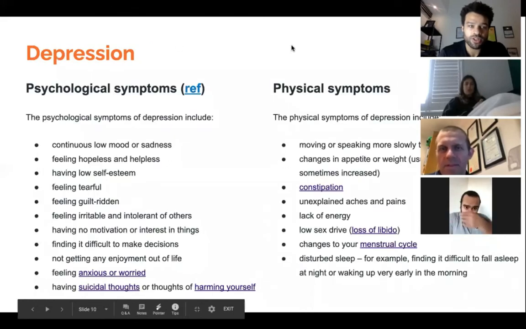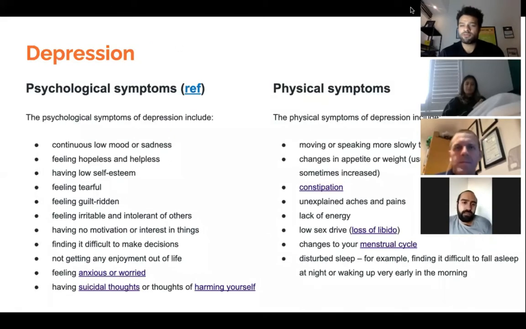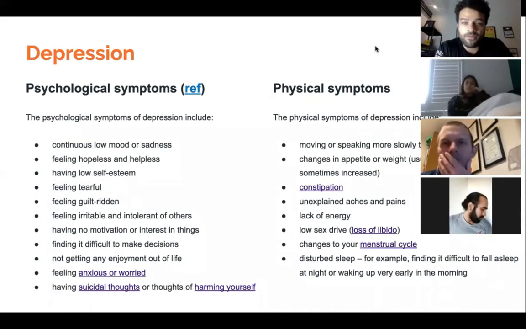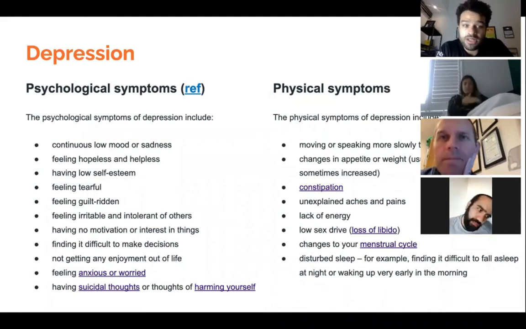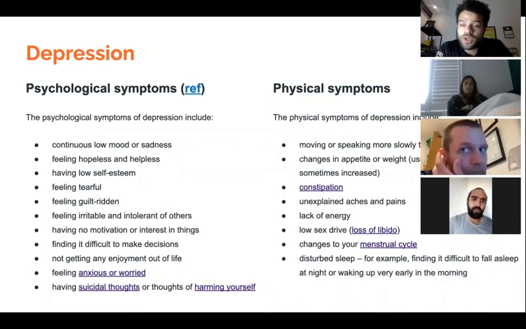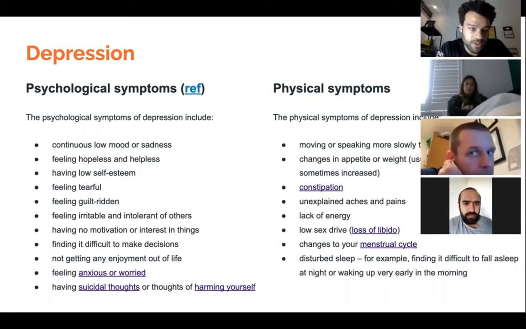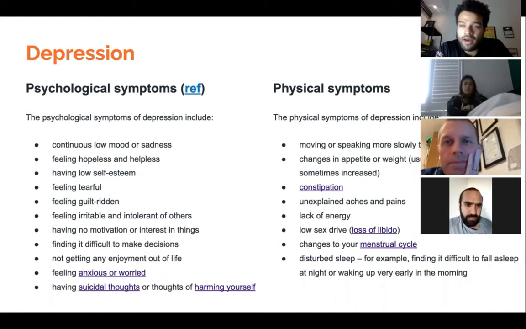So let's look at depression. So once again, depression, we call it a defensive mechanism to down-regulate the experience of the environment to the individual. Psychological symptoms will be anything from continuous low moods or sadness. It can also be intermittent. Feeling hopeless or helpless. And just think about how this might manifest itself in conversation with the patient.